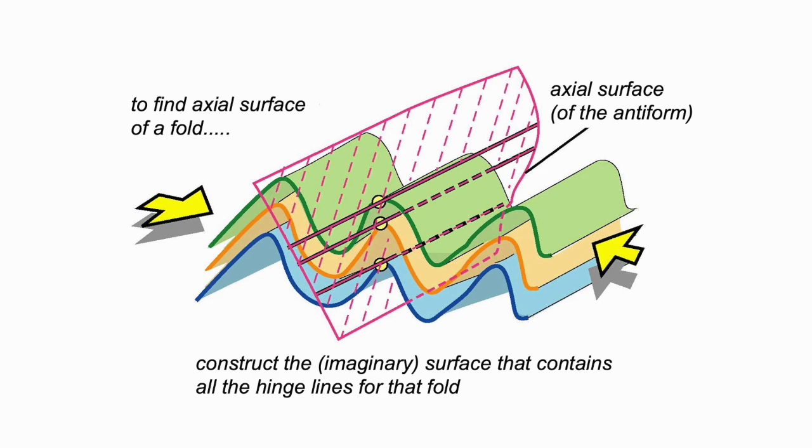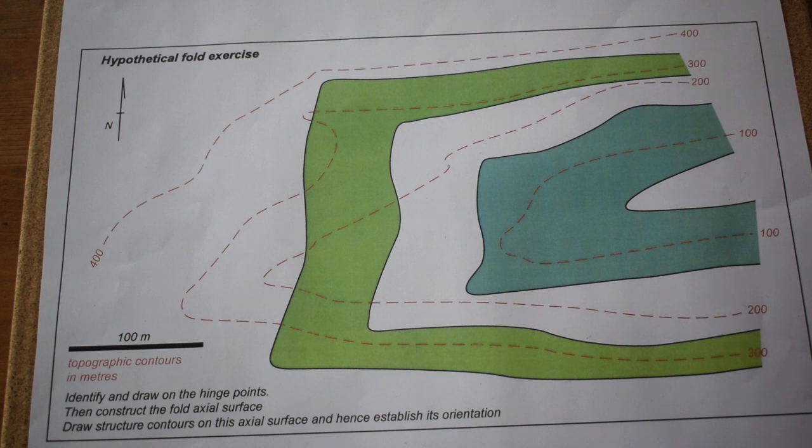On maps, what we look for is the axial trace, which is the intersection of the fold axial surface with the landscape. And because the fold axial surface is a plane, it will interact with topography, veering in and out of valleys, and we can use that relationship with the topography to define the orientation of the fold axial surface in 3 dimensions. So let's have a go.